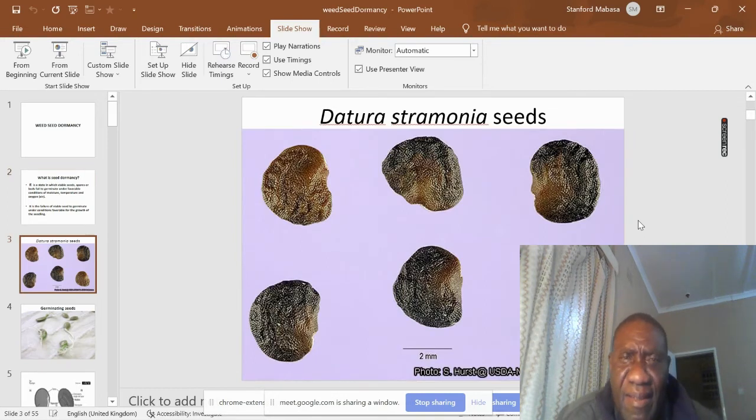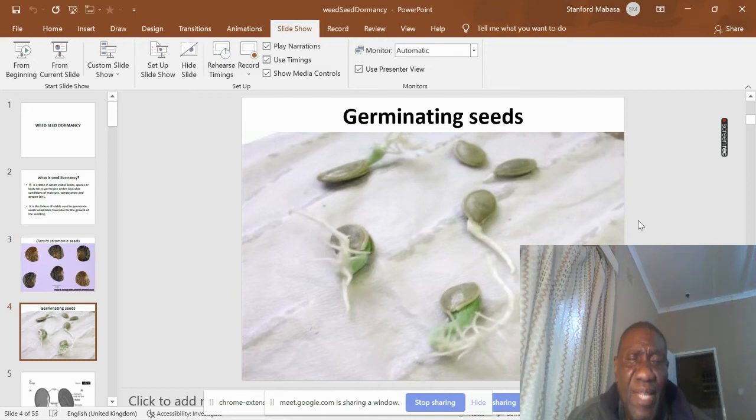Here I've got Datura stramonium seeds. Now, for them to germinate, dormancy has to be broken first so that you have this germination process, which simply is the protrusion of first the radicle, then followed by the plumule. You can see that short radicle. It's a sign of germination. So that is the germination process.